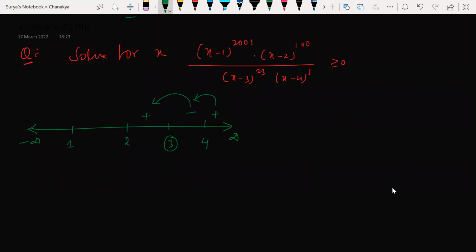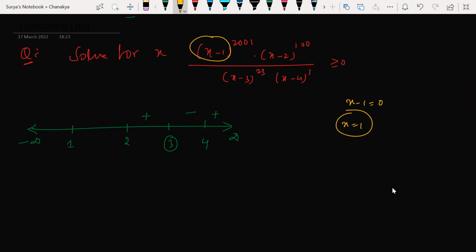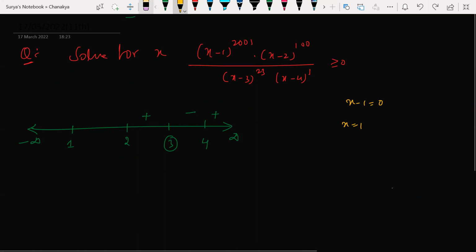I have drawn a real number line, and I just plotted the critical points on that. Critical points are nothing but, look at this, 1, 2, 3, 4. These are the critical points. How do you find critical points? x minus 1 is equal to 0, x is equal to 1. Equating all these expressions with 0. So that's how we can solve this.